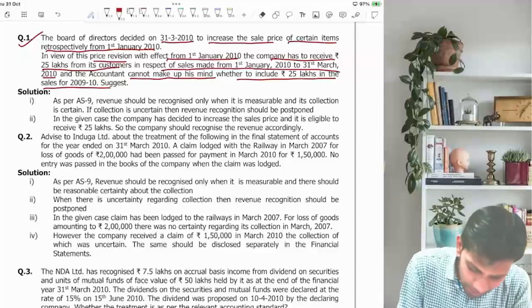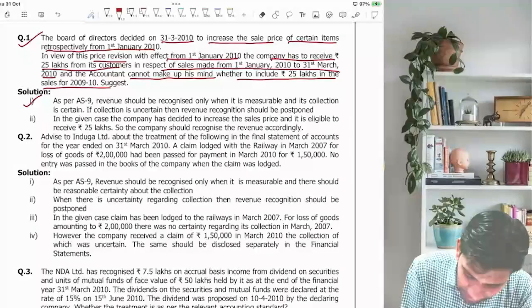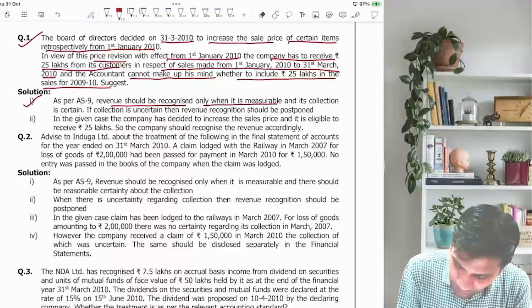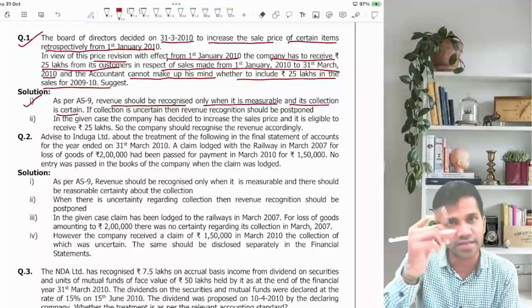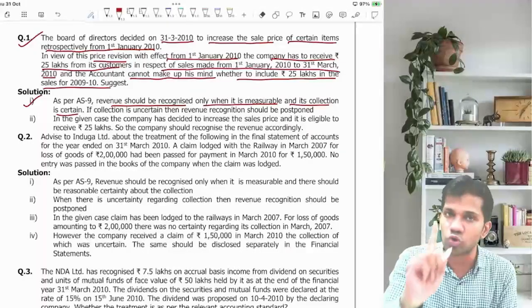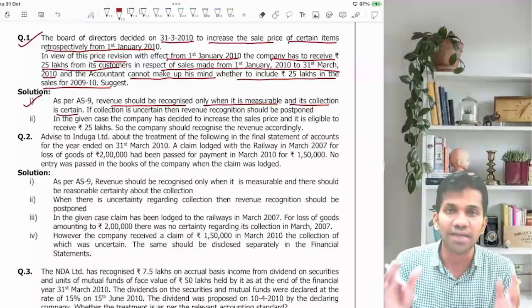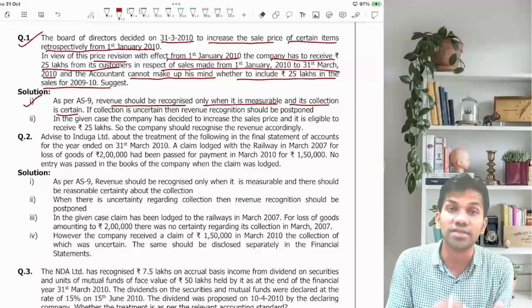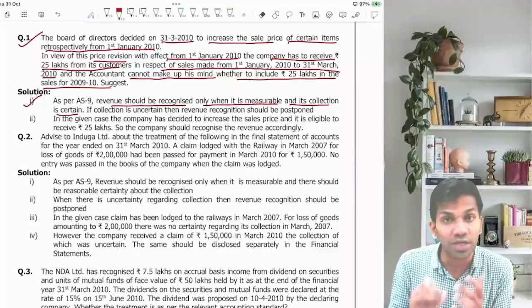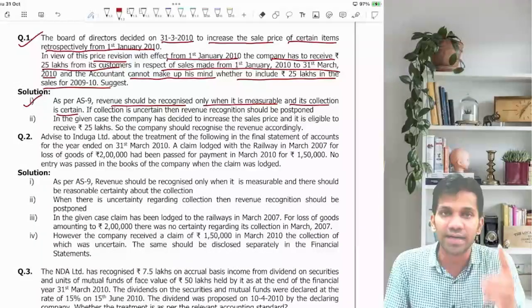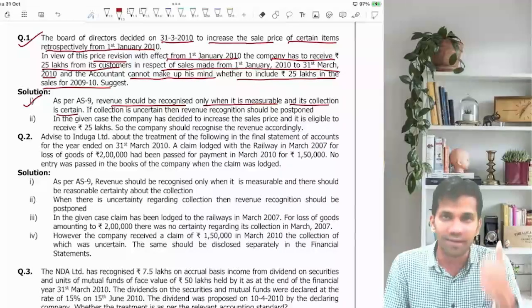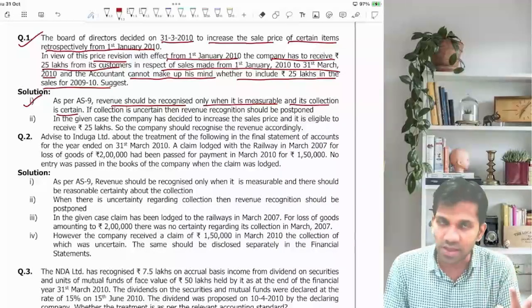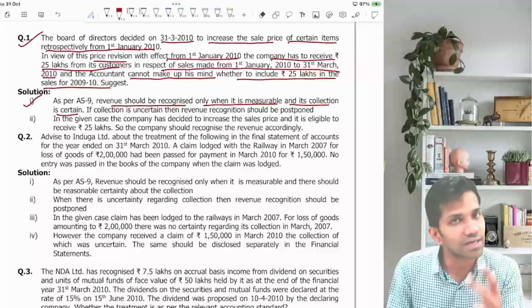So let's start reading the solution. As per AS-9, revenue should be recognized only when it is measurable and its collection is certain. This is what I discussed with you. So this is the standard line which you are supposed to write in every AS. Maximum students find it difficult how to present the answer, what to write, which point should be written down. So the basic point you have to write in every AS-9 answer is that revenue should be recognized when it is measurable and when there is reasonable certainty regarding its collection.